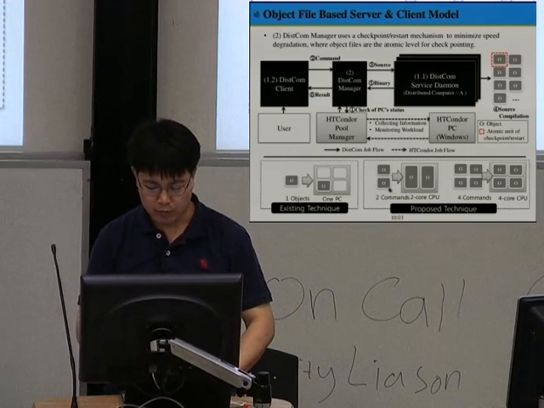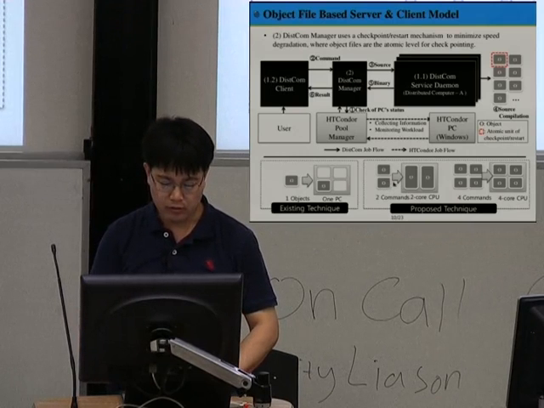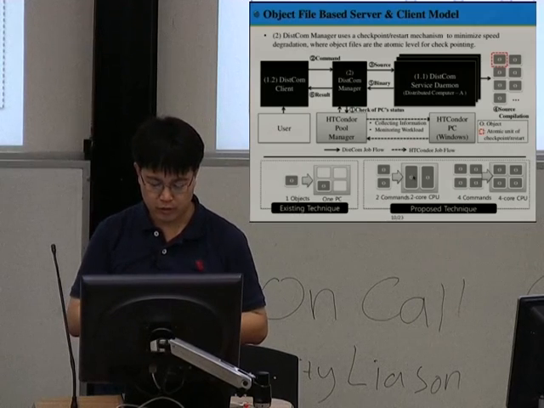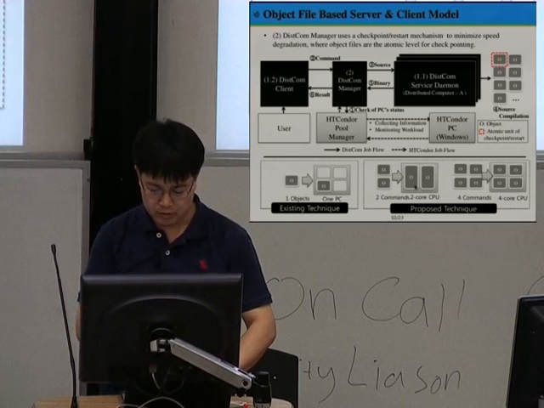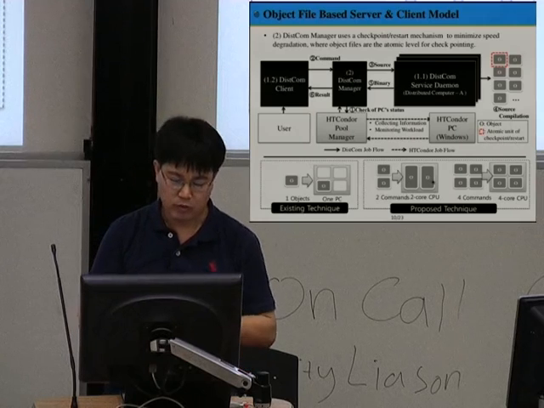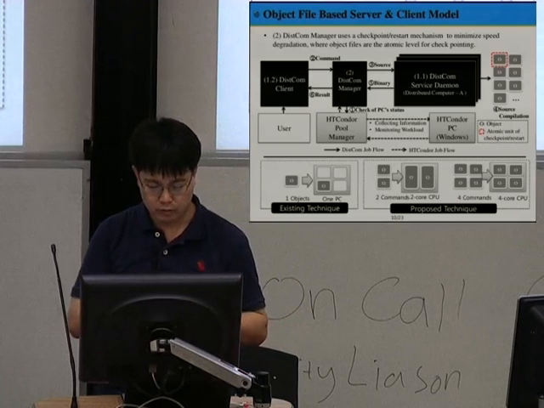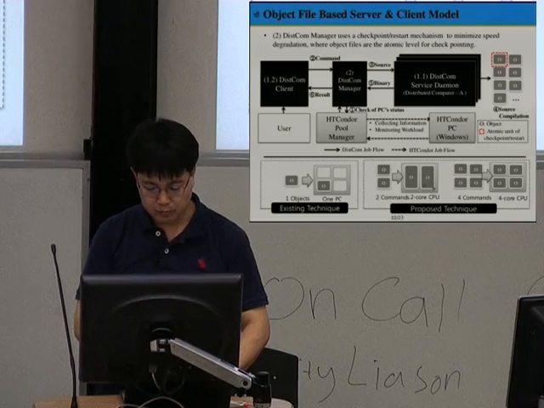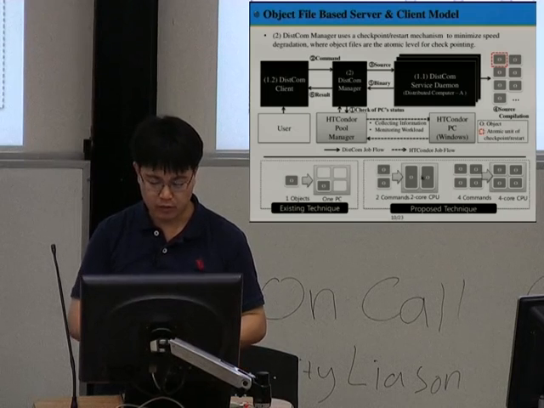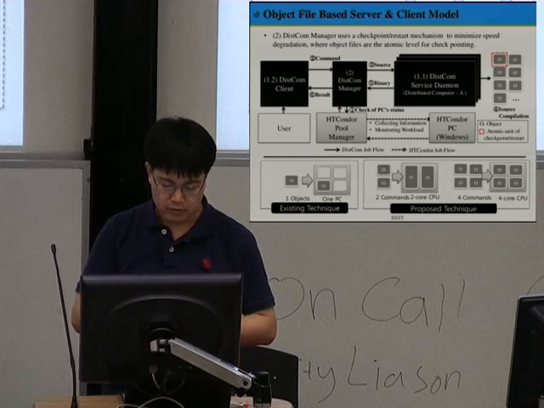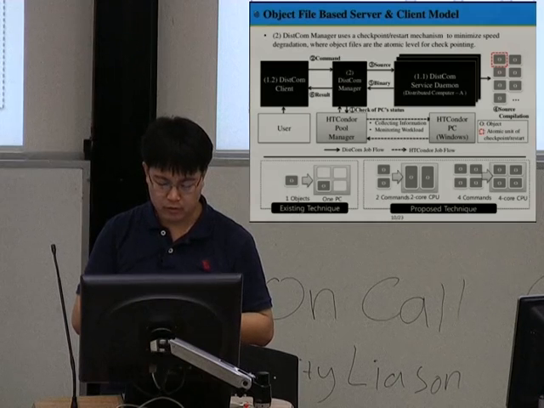So in the proposed system, our object-file-based server and client model is executed by a multi-core aware mechanism. As you can see, for example, if the object is two files, in this case each file is handled by the multi-core architecture. It means that the compilation units depend on the number of multi-core CPUs.